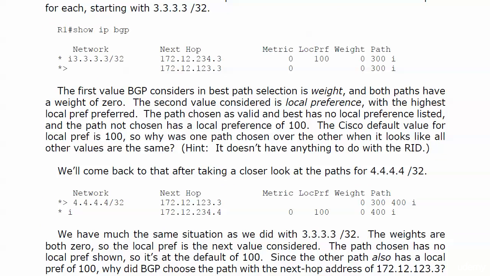This is just something you got to get used to. It just happens sometimes. You'll see local preferences not showing or metrics not showing. You'll see what a metric is later in this section as well, but we need to know the local preference is the default of 100. So why did BGP choose the path with the next hop 172.12.123.3? Kudos to you if you nailed this, especially if it's the first time you watched a video. If it's the second time you watched a video, you really should have nailed it.